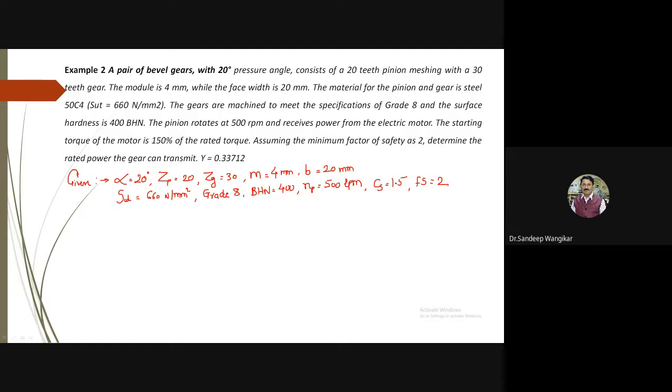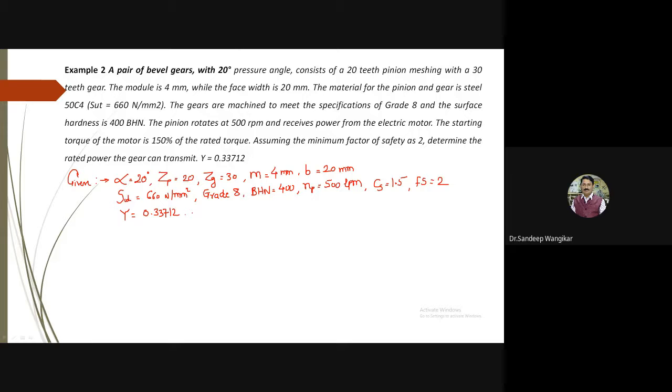What additional is given here? If you refer, Y is equal to 0.33712. For whatever virtual number of teeth there will be, for that case Y is given. So here I will write down Y is equal to 0.33712. And we have to calculate the rated power in kilowatt that the gear can transmit.